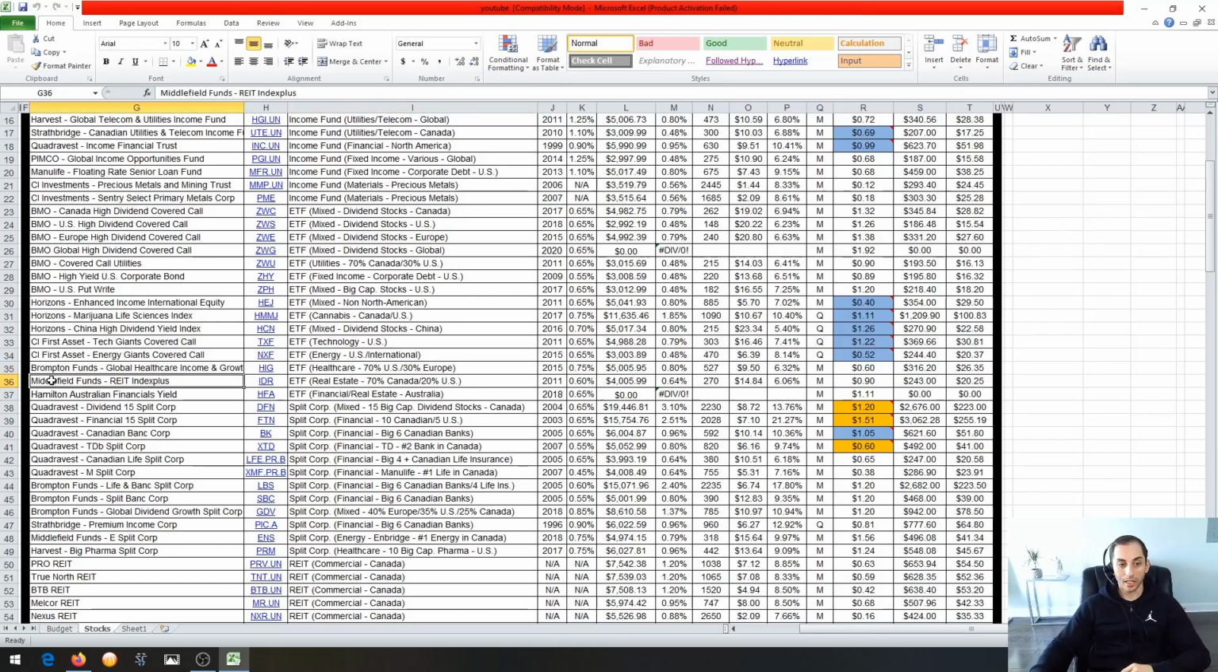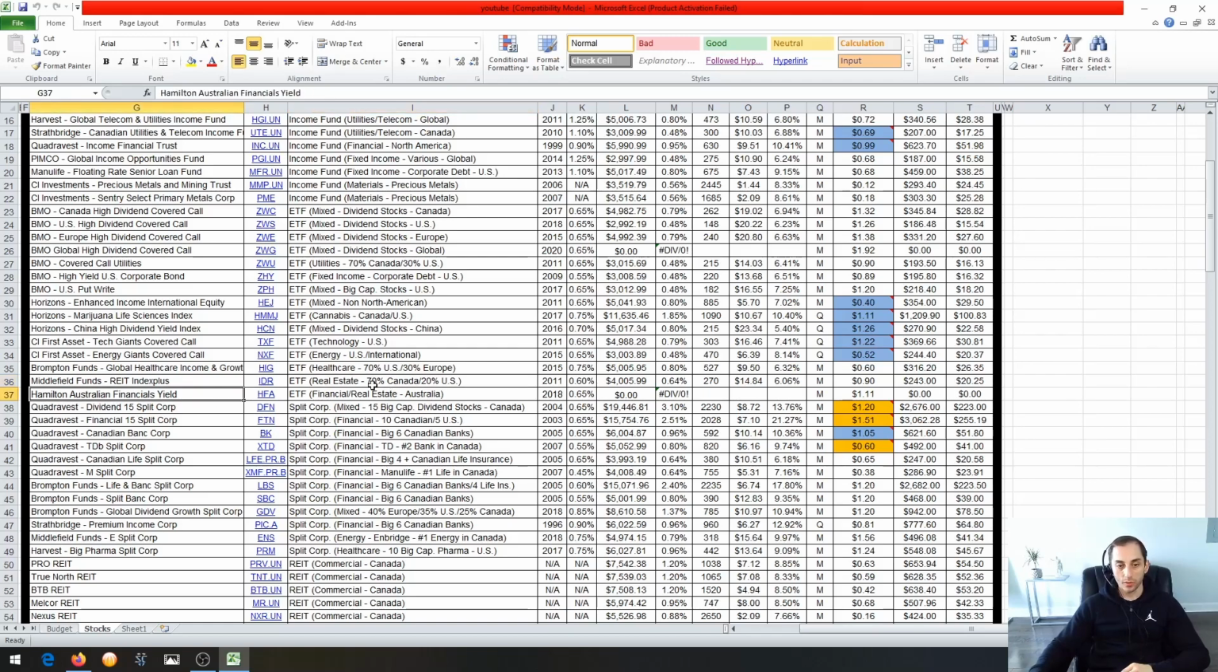Next one I really like from Middlefield is called the REIT Index Plus. So this is purely real estate. It has a bunch of different REITs, or real estate investment trusts, in this ETF. 70% is in Canada, 20% in the US, and the rest is international. So it's another good way of getting exposure to global real estate, but especially in Canada.